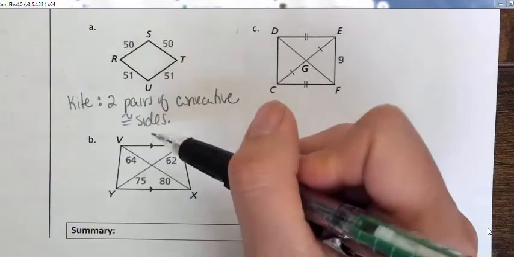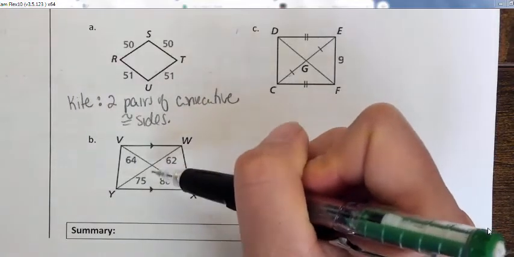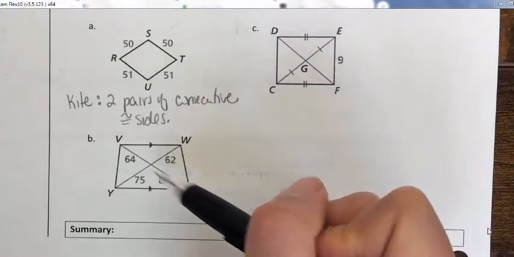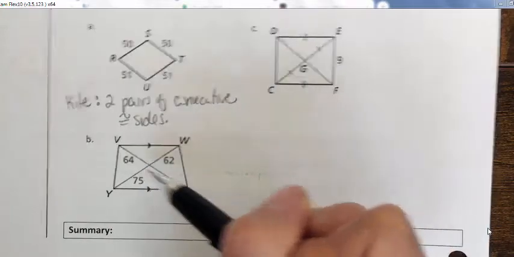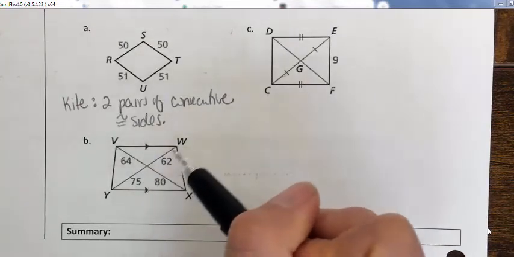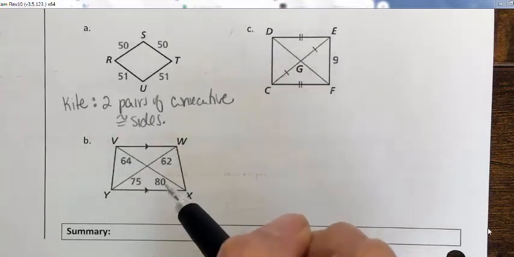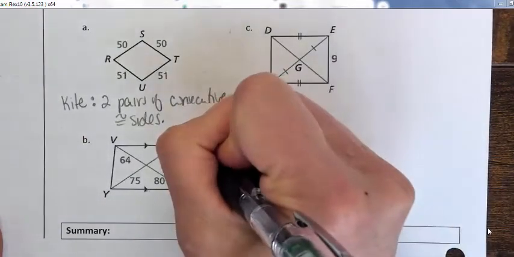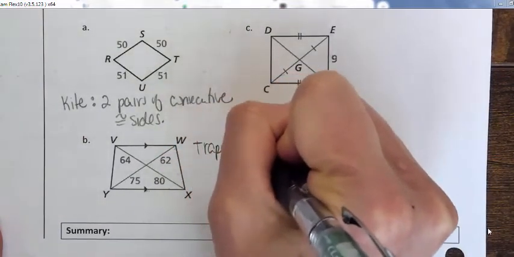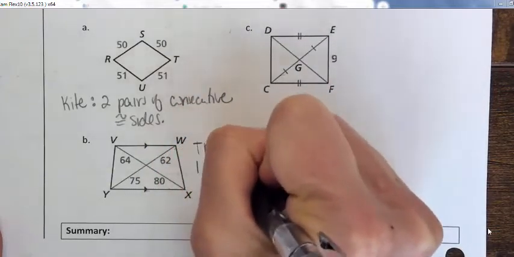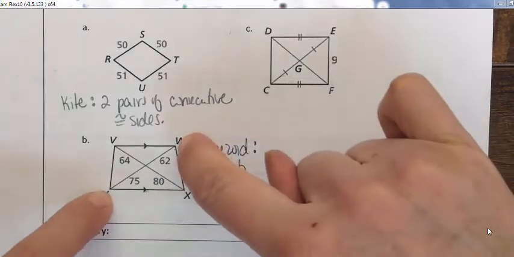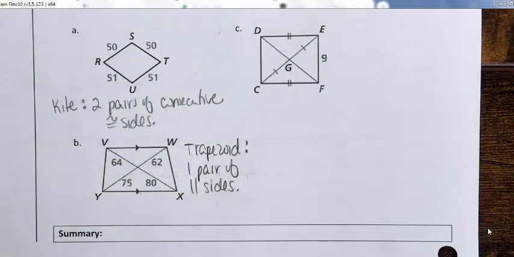Okay, moving on to B. Let's see here. I've got one pair of parallel sides, and that's really all I need to know. Now, these diagonals right here, what it's telling me is, if I added these two together, this entire diagonal VX would be 144. This diagonal right here would be 137. So that allows me to conclude, because the diagonals are not congruent, that this is not an isosceles trapezoid. All I've got is a regular trapezoid because I've got one pair of parallel sides. So this is a trapezoid because I have one pair of parallel sides. Again, it's not isosceles because my diagonals are not congruent. If I had congruent diagonals, then I could conclude that this would be an isosceles trapezoid.